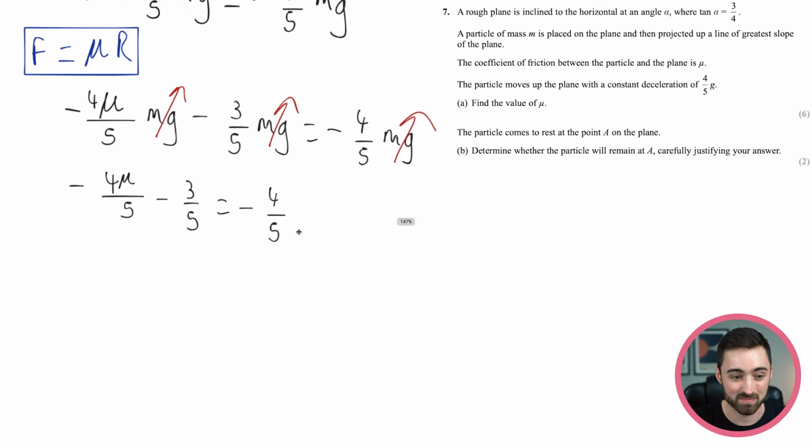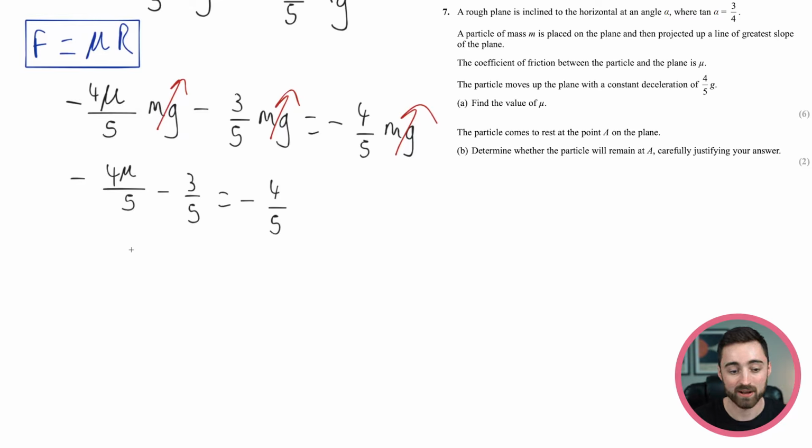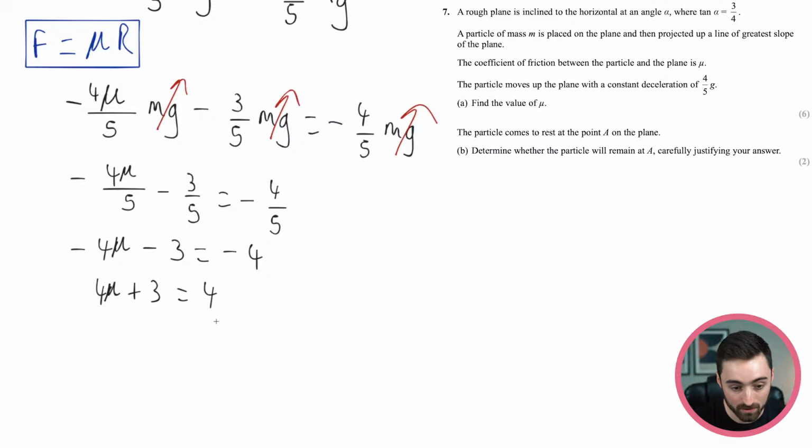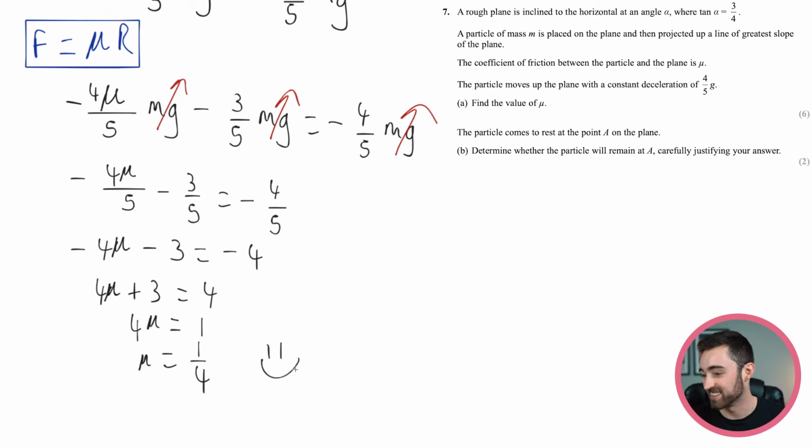So this is okay at this point, isn't it? Let's multiply by 5. Why not? So I get minus 4 mu minus 3 equals minus 4. There's a lot of minuses. Why don't I multiply everything by minus 1? Just flip the signs, okay? So I get 4 mu plus 3 equals 4. Take the 3 over to the other side to get 4 mu equals 4 minus 3, which is 1. So mu is equal to a nice quarter. That's quite good, isn't it?